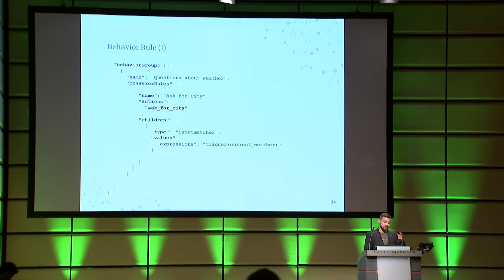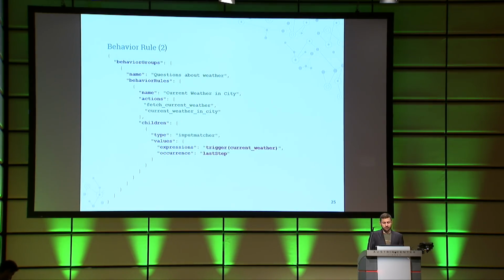This is the first part. This would be the asking for the city. Remember, we said what's the weather, and then the bot would ask for which city. So this would be the rule that would execute that. We need a second rule as well, for when the user actually says the city itself. Once again, we look for the input he said, but this time we say, was it before, not in the current conversation step, but was it in the conversation step before? And once again, we have the action that should be triggered when this rule applies.